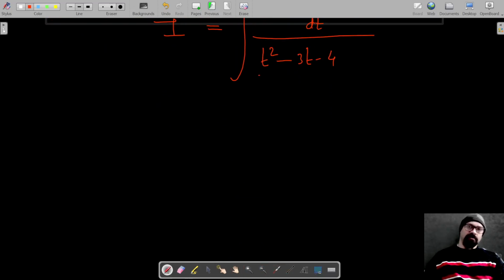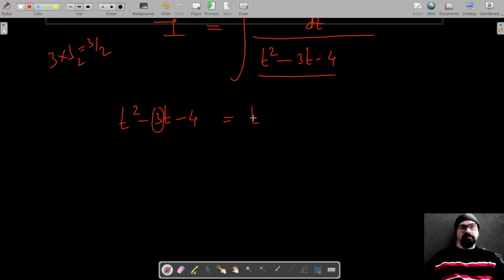Let's also get this converted into some standard form, and I'm going to do this using completing the square. For this, I'm going to take the coefficient of t and multiply it with a half, so that would be 3 by 2. So let's add and subtract the square of 3 by 2.